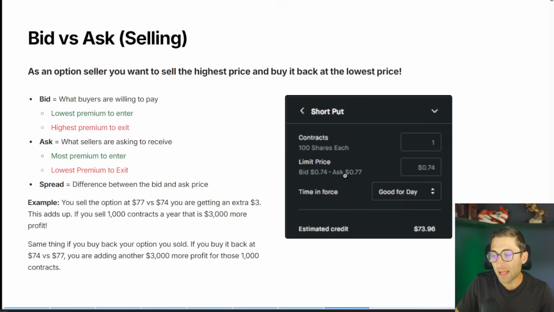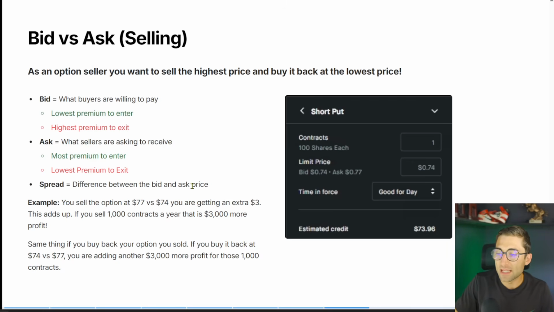So if the ask is at 77, I want to be getting filled there. I want to be getting the most amount of money as the option seller. And then when I get out, I want to get the lowest possible exit so that I can maximize this. So again, if you got in at 77 and you got the bid at 74, you saved $3 or you maximized $3 on the entry. Again, over 1,000 contracts, that's $3,000. Same thing on the exit. If you exit at the lowest part of the bid-ask spread as an option seller, you're getting $3 that you could have possibly saved. So over 1,000 contracts, that's $3K again.